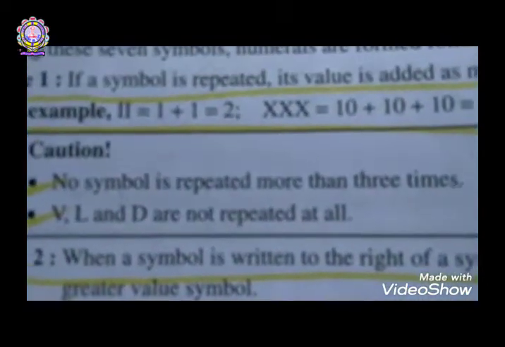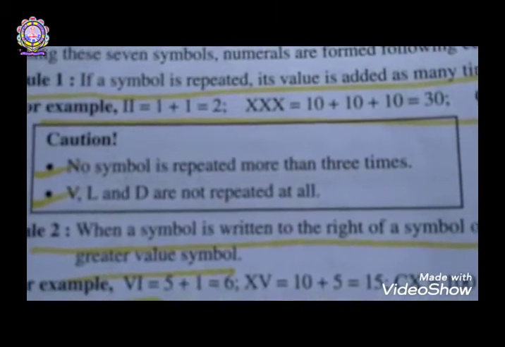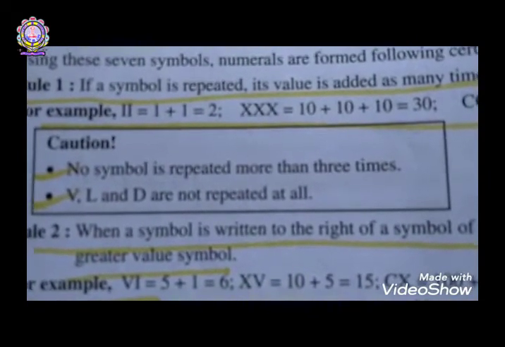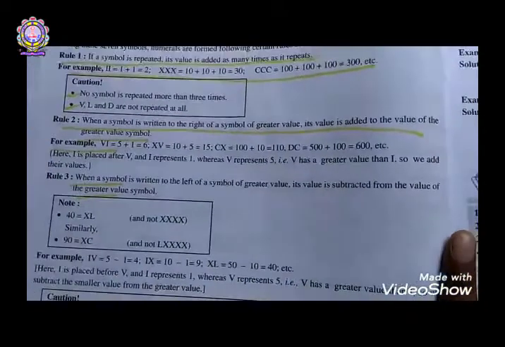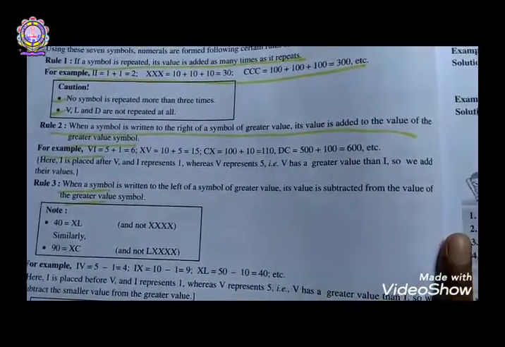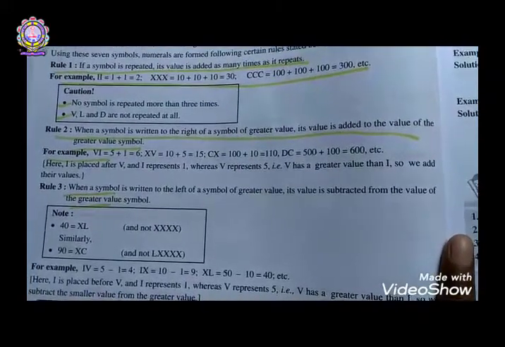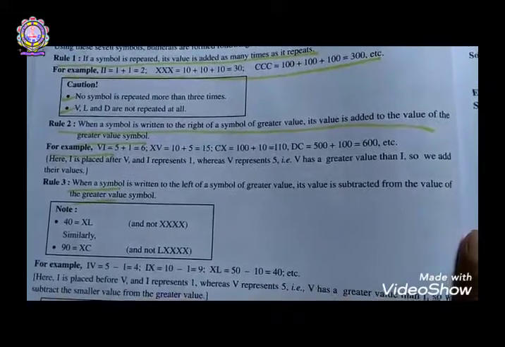Note these symbols. No symbol is repeated more than 3 times. V, L, D are not repeated. Rule number 2: when a symbol is written to the right of a symbol of greater value, its value is added to the value of the greater value symbol.